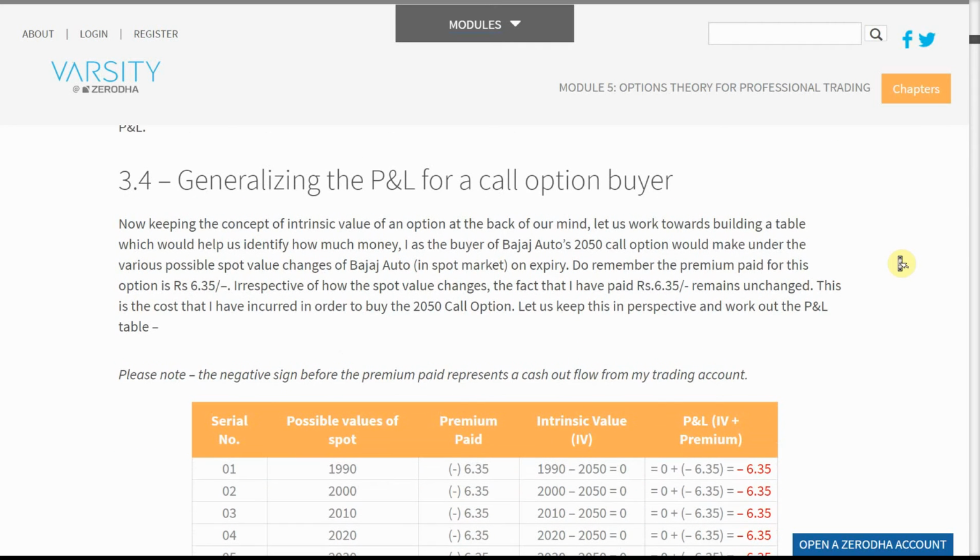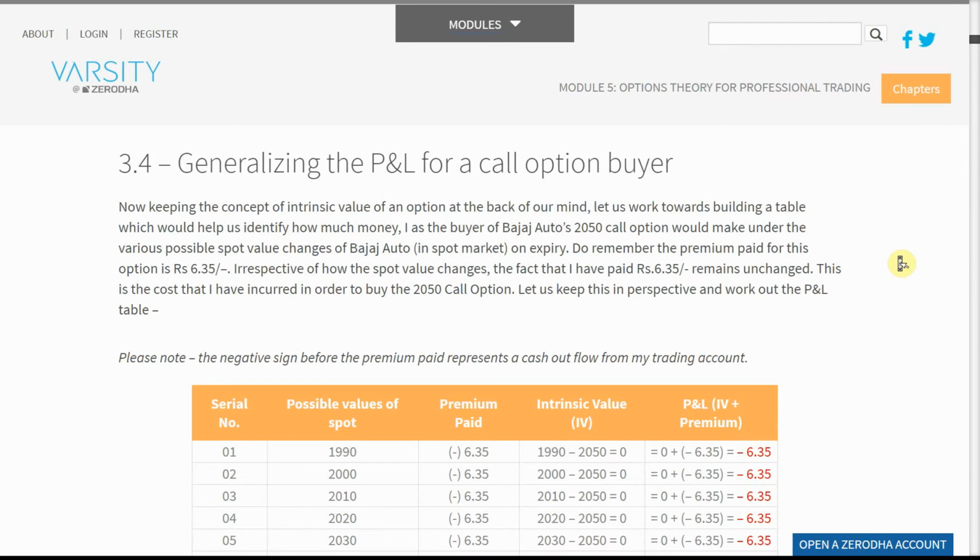3.4 Generalizing the P&L for a call option buyer. Now, keeping the concept of intrinsic value of an option at the back of our mind, let us work towards building a table which would help us identify how much money I, as the buyer of Bajaj Auto's 2050 call option, would make under the various possible spot value changes of Bajaj Auto in the spot market on expiry. Do remember the premium paid for this option is 6 rupees and 35 paise per share, irrespective of how the spot value changes.